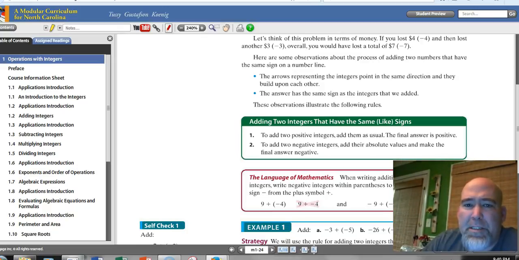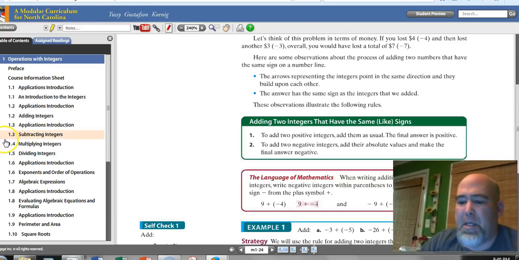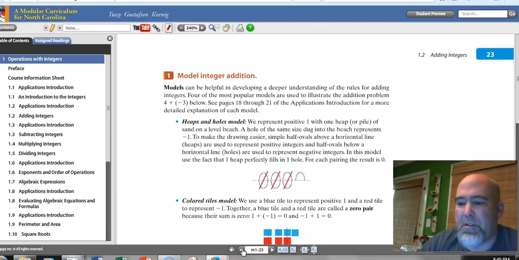Alright guys, so we're in section 2, and we're talking about adding integers. So integers we know are both positive and negative, so some different rules come up. In the text they talk about a couple different ways of doing this. They talk about heaps and holes and color tiles to manipulate the positive numbers and the negative numbers.